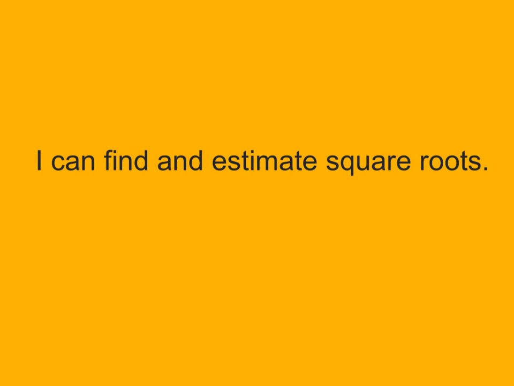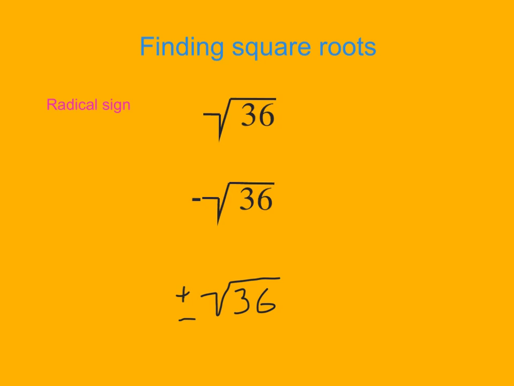Today's learning target is I can find and estimate square roots. Today we're going to focus on finding square roots. Now when we see this sign right here, this is called a radical sign. And radical sign means we're going to find the square root of this number. So in this case, the square root of 36.